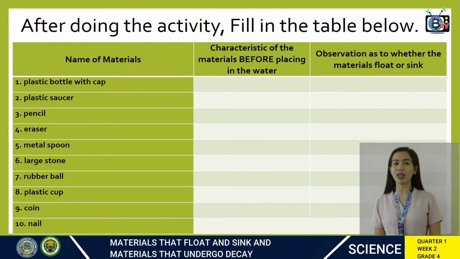Take a look at the table. There are 10 materials there. You need to write your description about the characteristics of the materials before placing them in the water. You just need to write if each material is dry or wet. After that, you need to record your observation whether they float or sink based on the activity that you have performed.